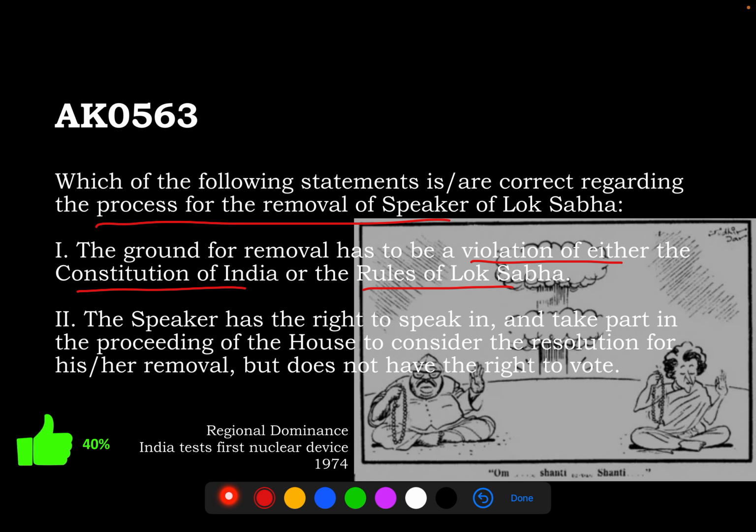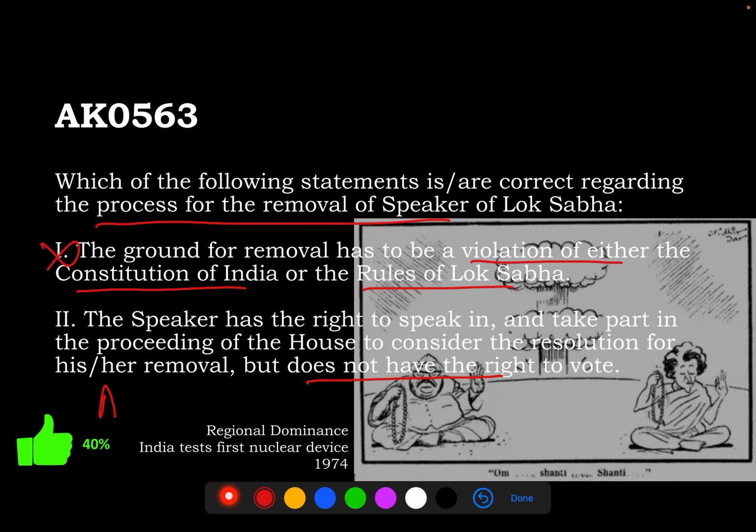Now, neither the Constitution nor the rules prescribe any ground to be required. So there is no ground actually. So this is not correct. Then the speaker has the right to speak in and take part in the proceedings to consider the resolution of their removal, but does not have the right to vote.